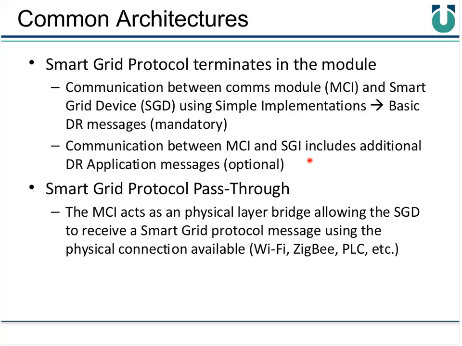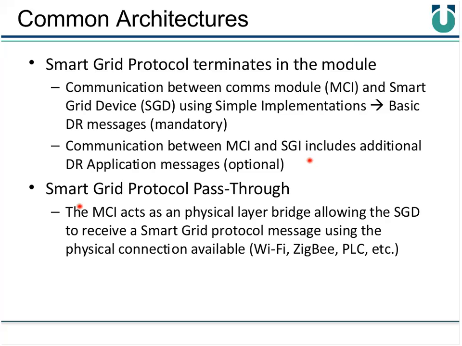Your water heater, for instance, will probably not have a lot of intelligence, so basic DR messages like shed now, turn on, turn off, things like that are probably the most applicable for these kinds of applications. Whereas if you talk about other devices, maybe even refrigerators or other systems that are much more intelligent, you could potentially have, of course, additional messages being exchanged there. But again, the key is that these smart grid technologies terminate in the module.